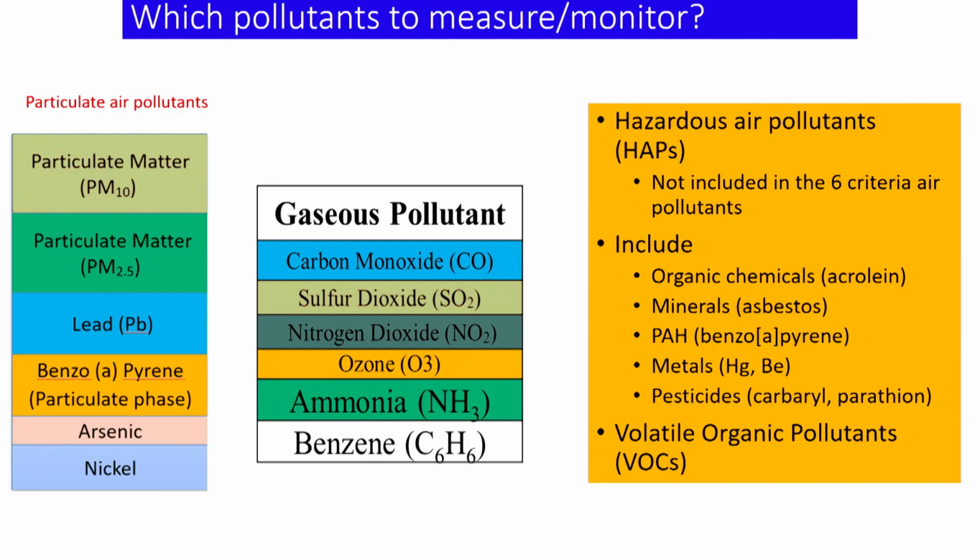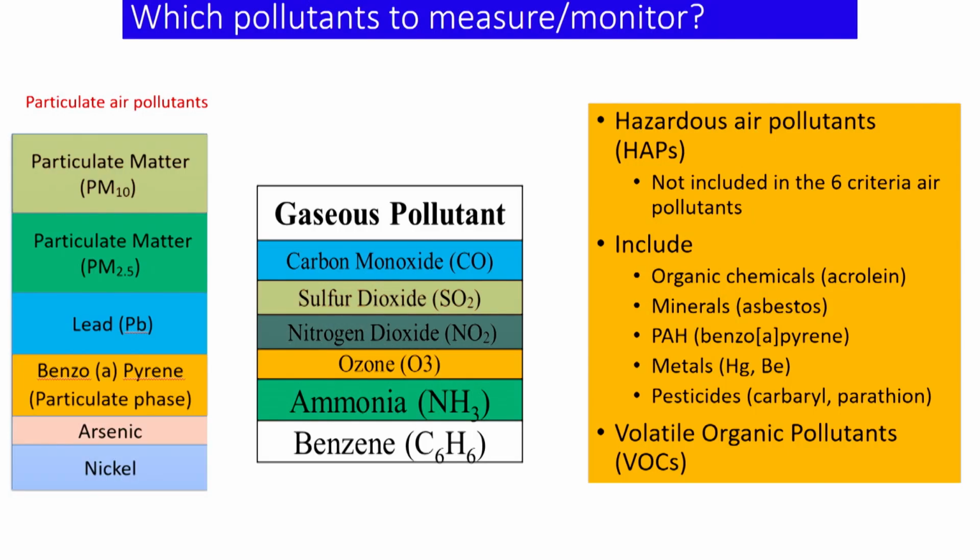These are usually measured. Among polyaromatic hydrocarbons, benzopyrene is in the particulate phase, and that is also measured and included among the hazardous pollutants. In the hazardous pollutants, there are usually organic chemicals, so many emerging chemicals that we measure: acrolein, mineral fibers, for example asbestos, and polyaromatic hydrocarbons. We have to measure 16 polyaromatic hydrocarbons as per the US EPA guideline.